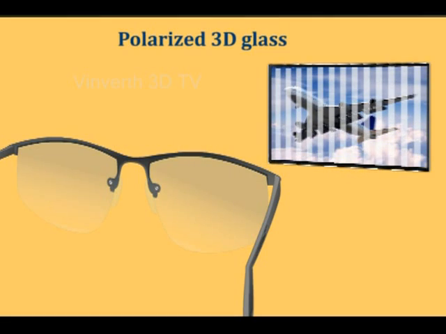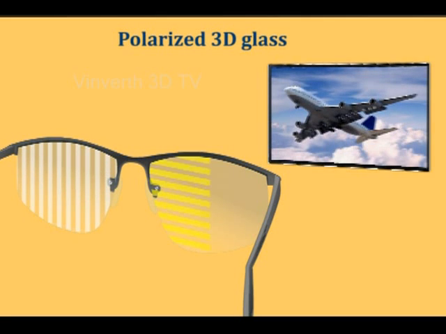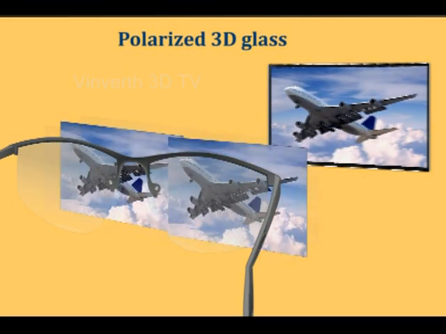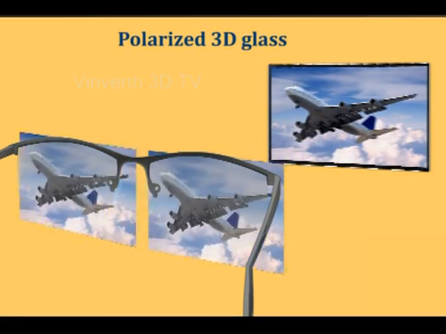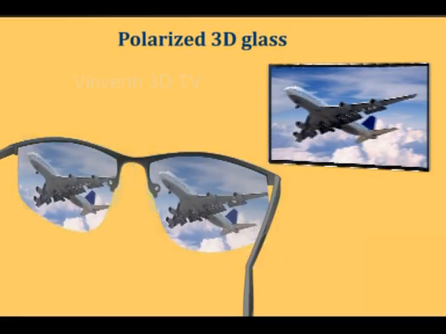Polarized 3D glasses have vertical and horizontal opaque lines on either lens so that the viewers cannot see through these opaque lines, and thus the opaque lines are used to separate the images for the left and the right eyes.